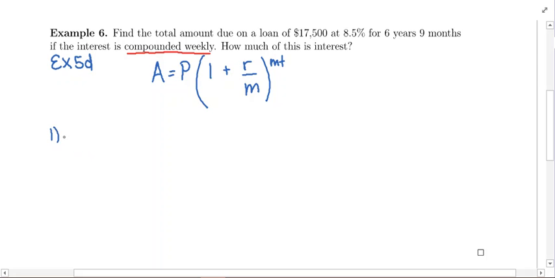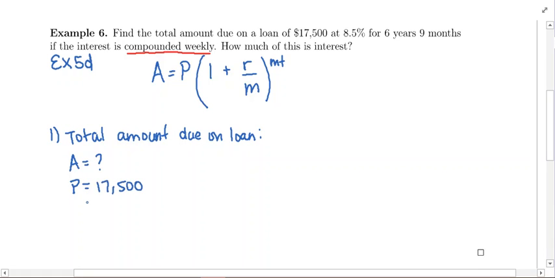So I'll write over here, let's first look for the total amount due on the loan, okay? In that case, that means we're looking for A, okay? When you're looking at this formula from a loan perspective, P is the amount of money that you borrow. So P would be $17,500, and then A would be the amount that you pay back, okay? So that's how this formula works if you're looking at it from a loan perspective: P is the amount you borrow, A is the amount you pay back, okay?